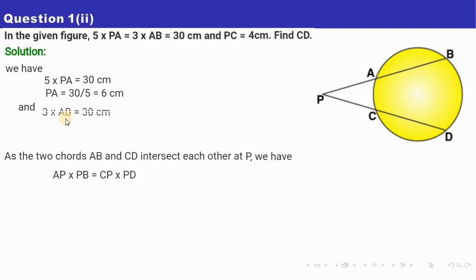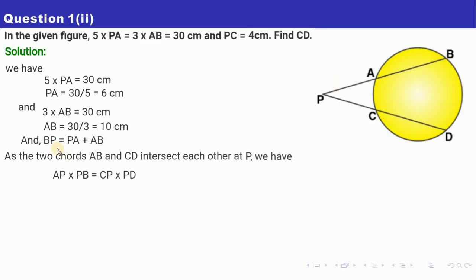Okay, and next thing is we have 3 into AB is equal to 30. So from here what is AB? AB turns out to be 10 centimeter. Okay, but we don't need AB, right? We need what? We need AP and BP, right?